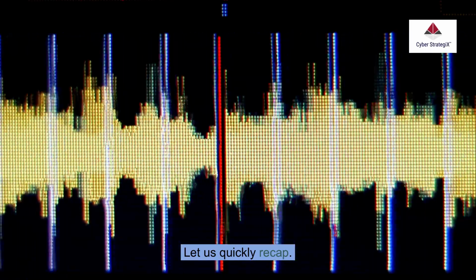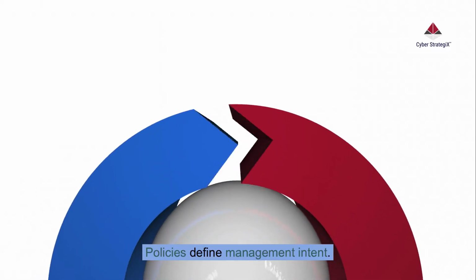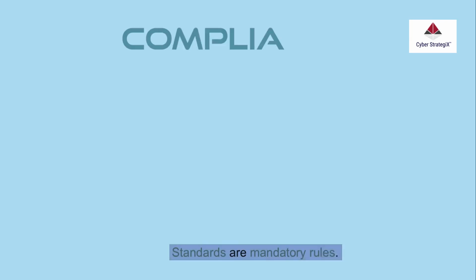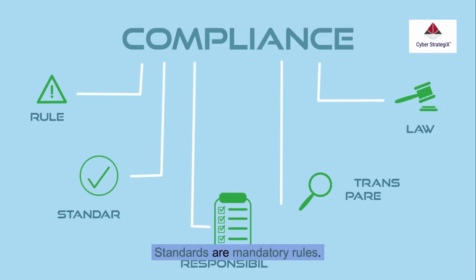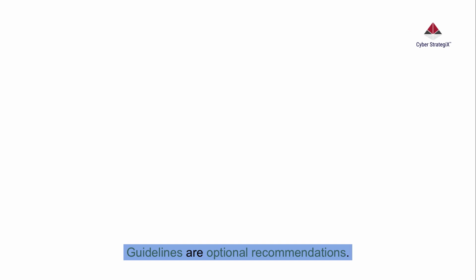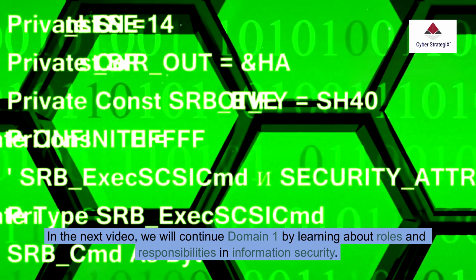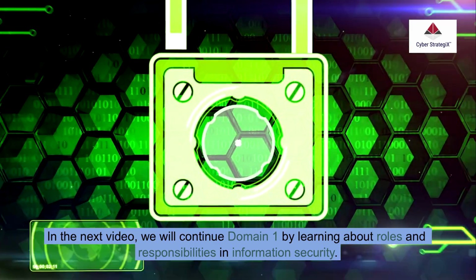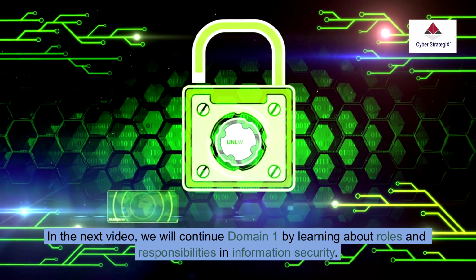Let us quickly recap. Policies define management intent. Standards are mandatory rules. Procedures are step-by-step instructions. Guidelines are optional recommendations. In the next video, we will continue Domain 1 by learning about roles and responsibilities in information security.